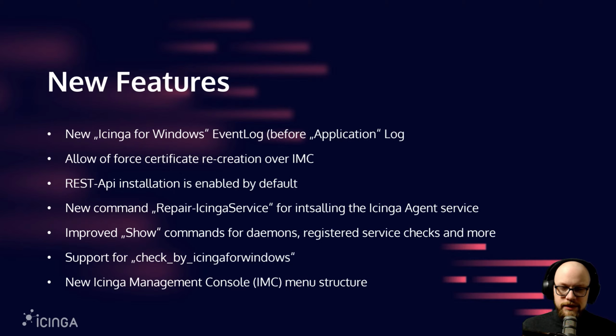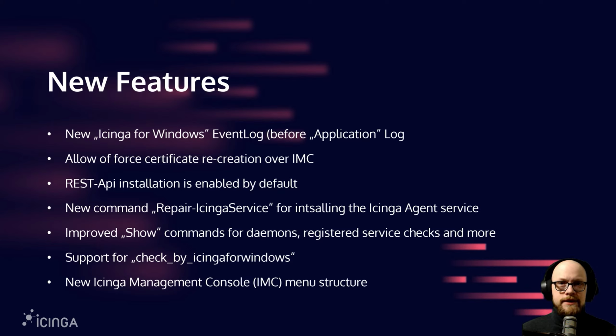Besides all the bug fixes, all the stuff that we improved there, we have also some new features. For example, starting with 1.8, the Icinga for Windows PowerShell components will write everything they do inside a new event log called Icinga for Windows. So we will no longer add anything to the application log here. The Icinga agent itself will still log to the application log, but Icinga for Windows will no longer write log data to the application log. It's just the Icinga for Windows log. That's a new log entry that will be created.